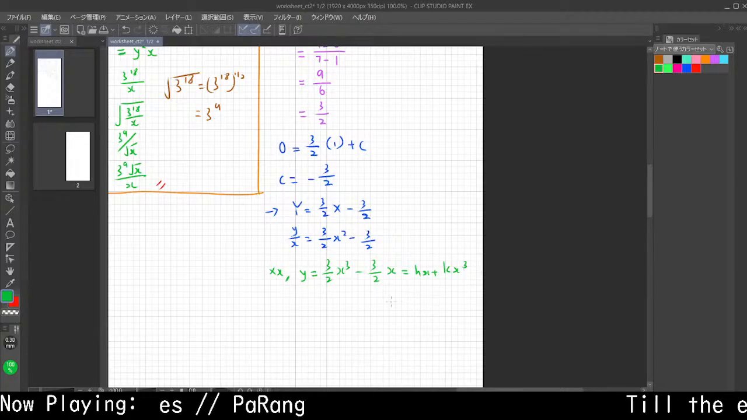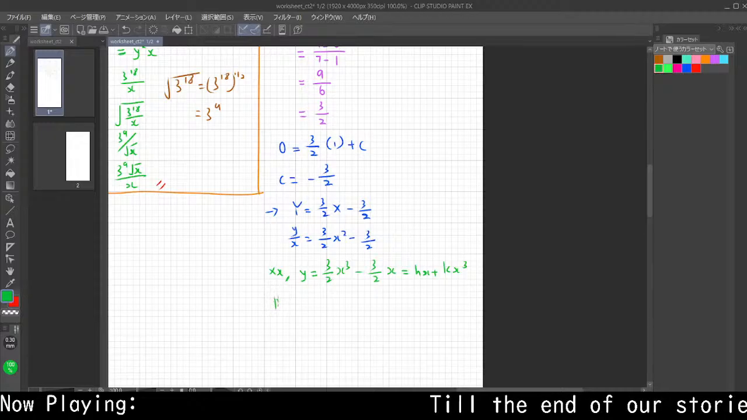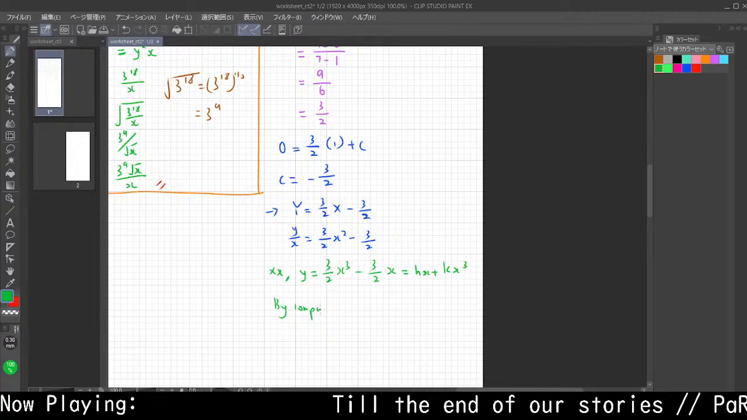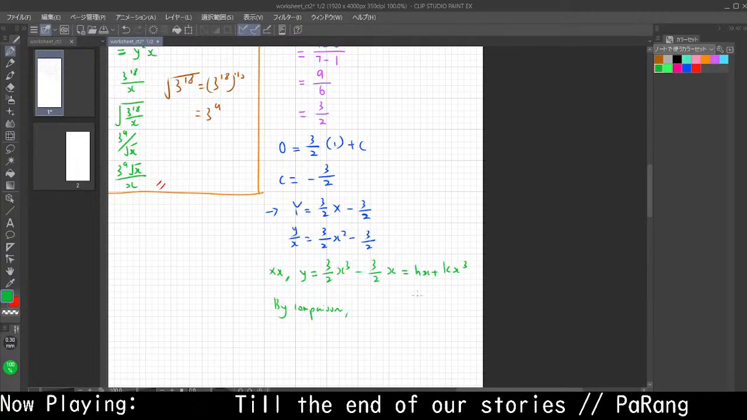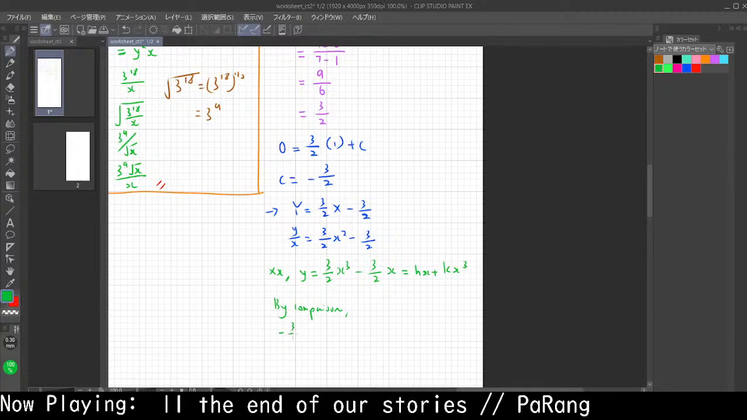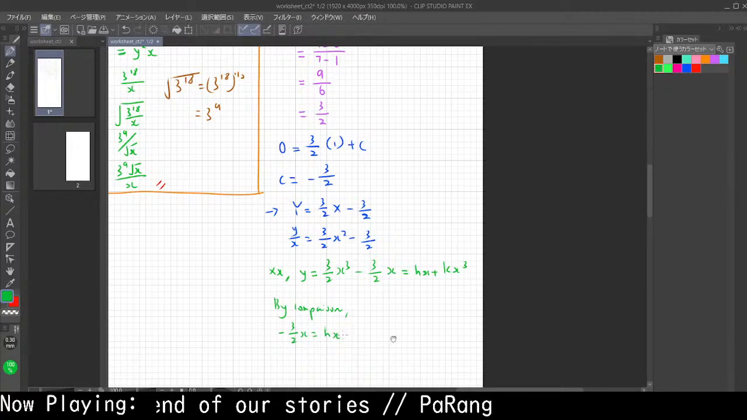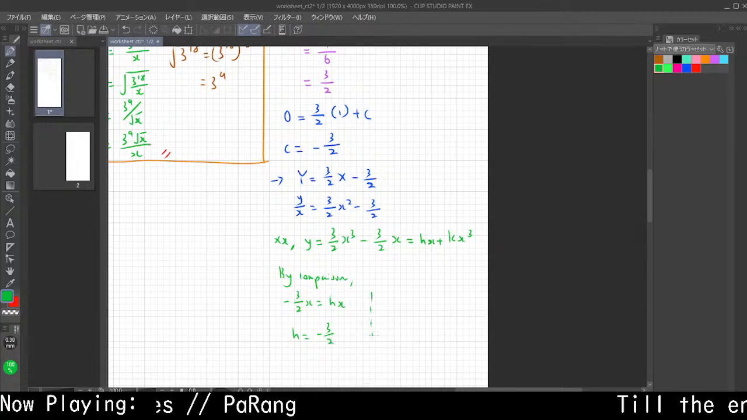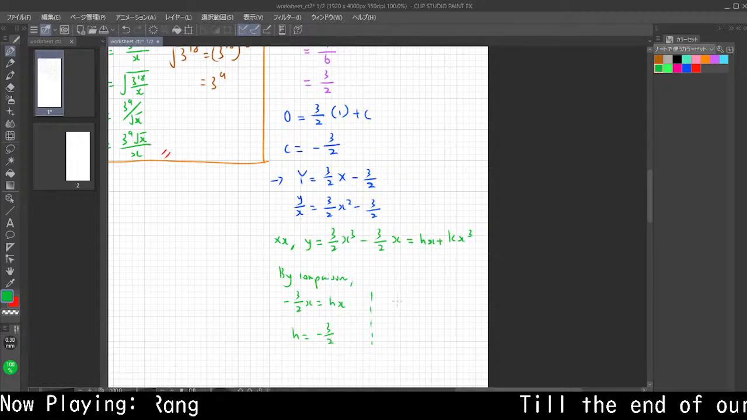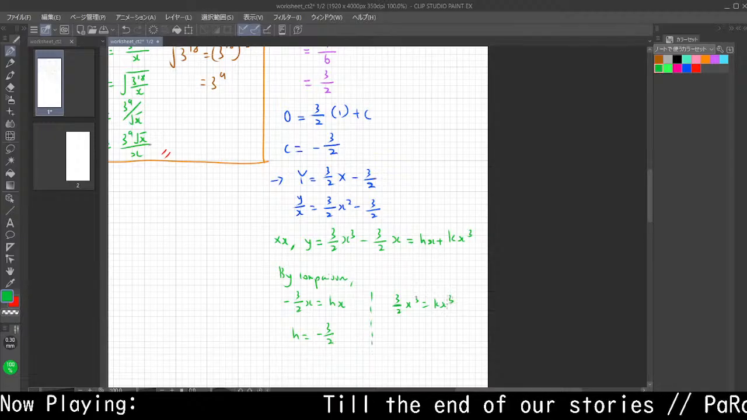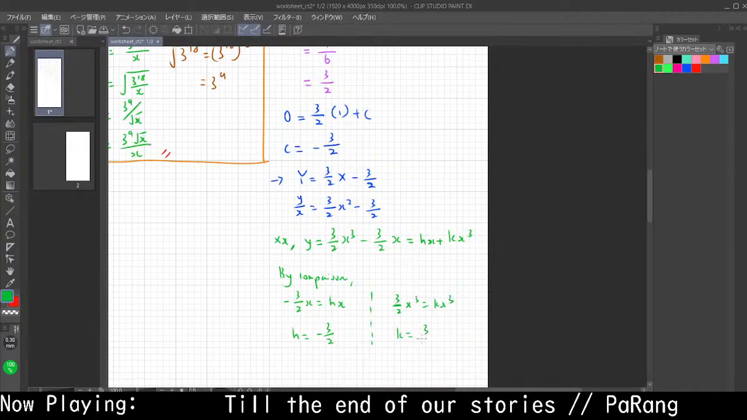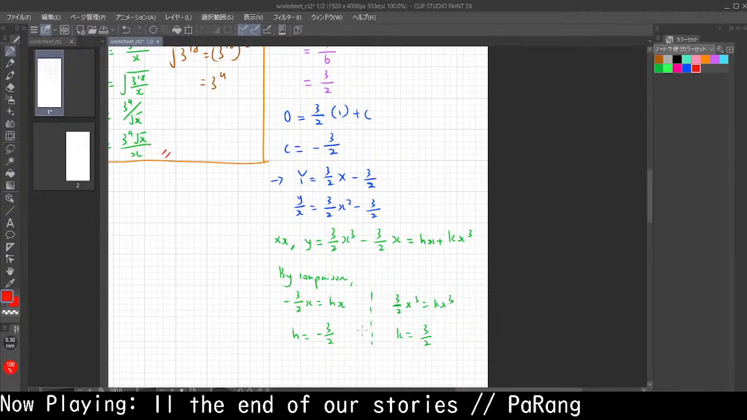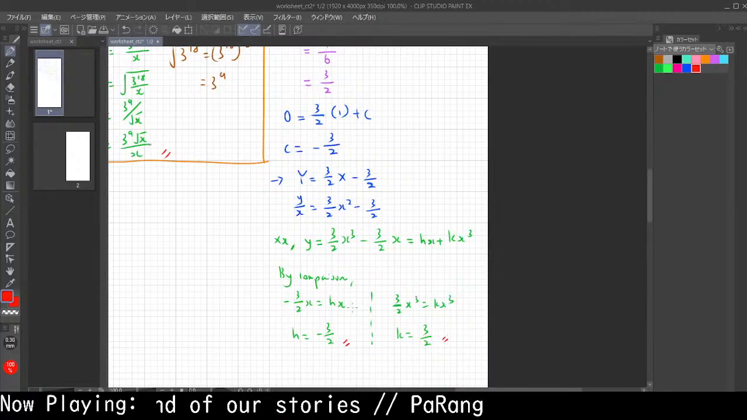Okay, so next, continue. If your x is x and x compare, x cubed and x cubed compare. So basically you just compare like terms. Therefore by comparison, negative 3 over 2 x equals hx. The x and x cancel, h equals negative 3 over 2. For x cubed, 3 over 2 x cubed equals kx cubed. Cancel each other out, you get k equals 3 over 2. Nothing else you need to do, you found the unknowns already, this is done. So this is Q5.